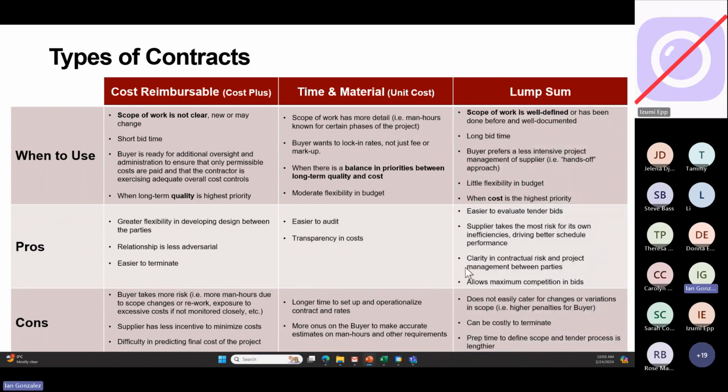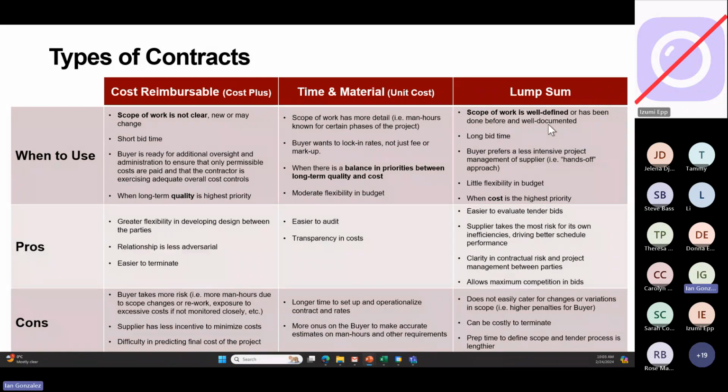And then you have lump sum, and this is what everybody wants, but sometimes abuses it and then pays through the nose at the end if they don't do it right. You only use lump sum if the scope of work is well defined. Okay, or has been done before and well documented. I would put a stopgap right there. If you don't have this, do not even consider lump sum.